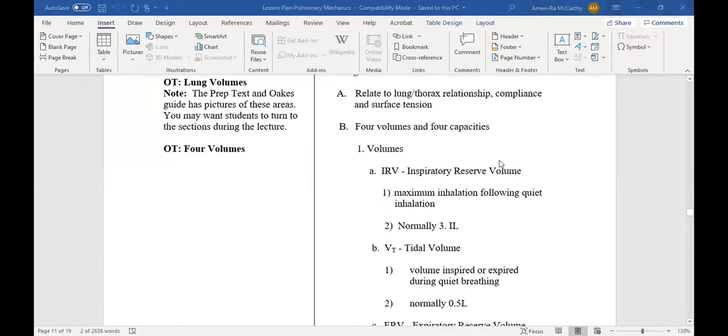Now, I'm going to go over the four volumes and capacities. The PowerPoint was, I told you, look at the PowerPoint last night. If you looked at it, you were able to see them. Hopefully you studied them and committed them to memory.